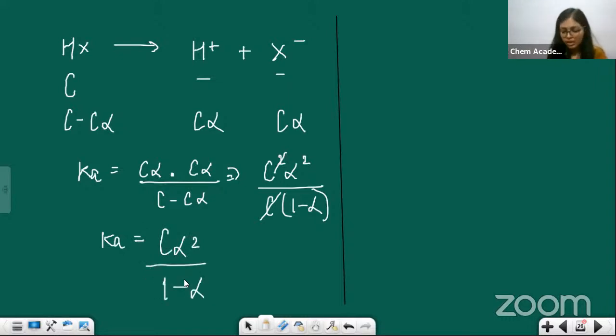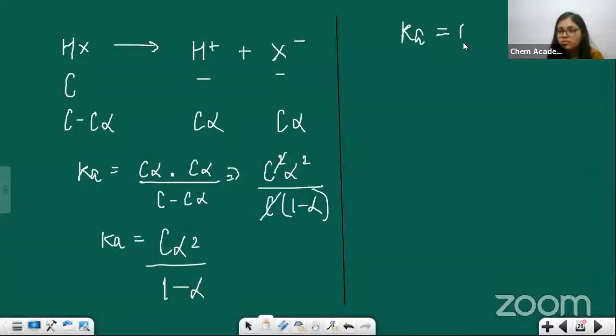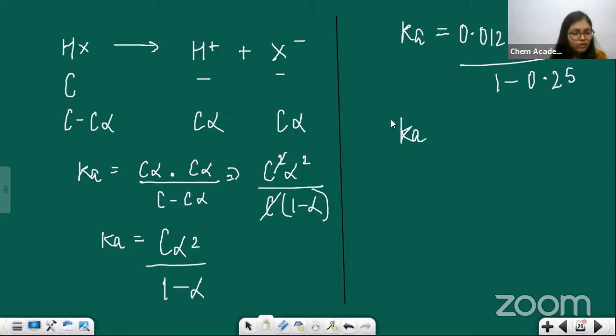Alright. Now putting in the values in the equation for Ka equals, what was the concentration? Let us go back and see the concentration. It was 0.012. We know that the value for alpha was 0.25, whole square, divided by 1 minus 0.25. Solve it and tell me the value for Ka.